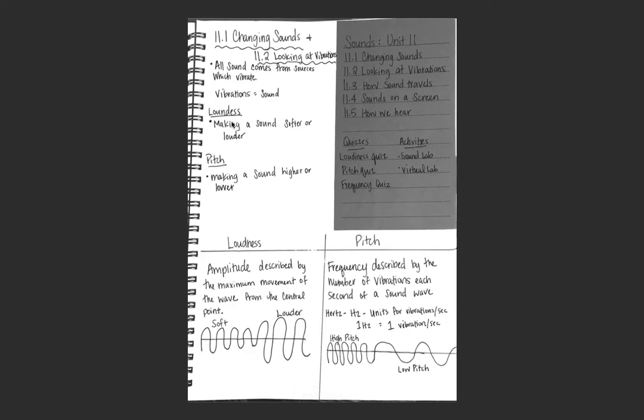So remember that loudness has to do with how soft or how loud a sound is. A soft sound is going to have a small amplitude, a shorter wave, and a loud sound is going to have a tall wave, such as this. And then pitch has to do with how frequent something is happening, so how often. A high pitch is multiple waves together, and a low pitch is more spread out.